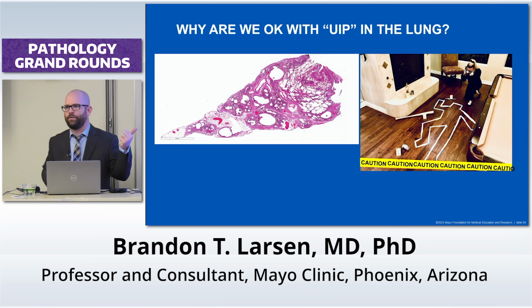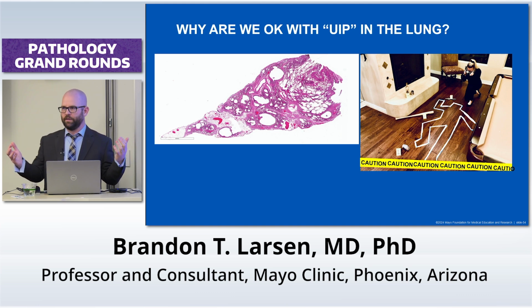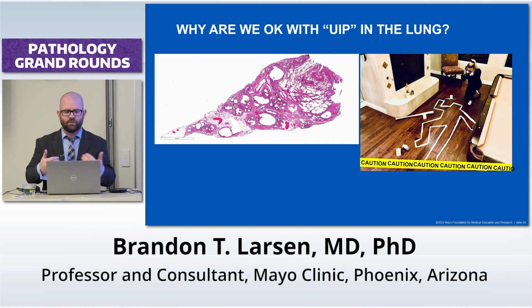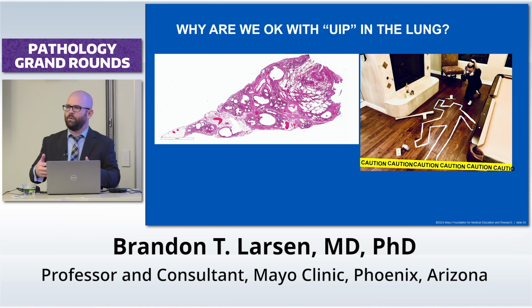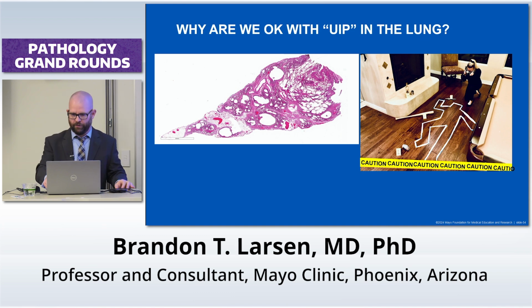So why are we okay with UIP in the lung? It's cirrhosis of the lung, if you want to think of it that way. But there's additional features in many of these biopsies that can at least point to a potential etiology. And really, it's the etiology that, at least historically, has been important in how we treat these patients. Even in an era where we're shifting more and more towards a general phenotype, progressive phenotype, I think there's still information here that's of value.